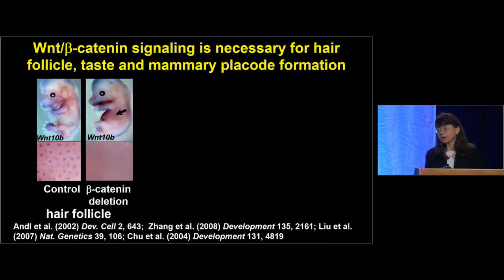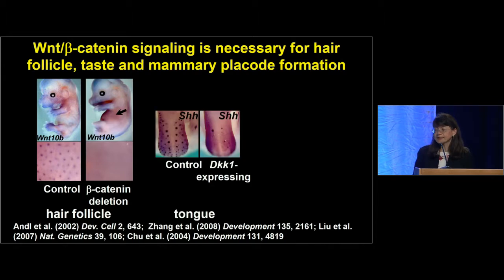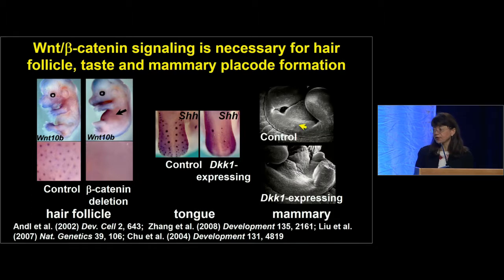So for instance, when we deleted beta-catenin in the epithelial cells of mouse embryos, we found that this completely blocked the initiation of hair follicle development. And similarly, if we force expression of the DKK inhibitor, DKK1, this blocks almost all fungiform taste papilla formation and also prevents the development of mammary glands.